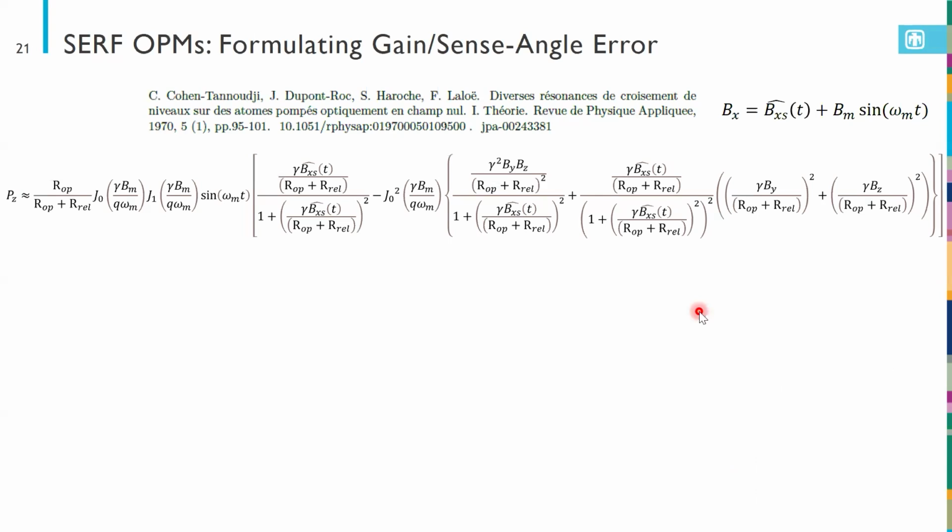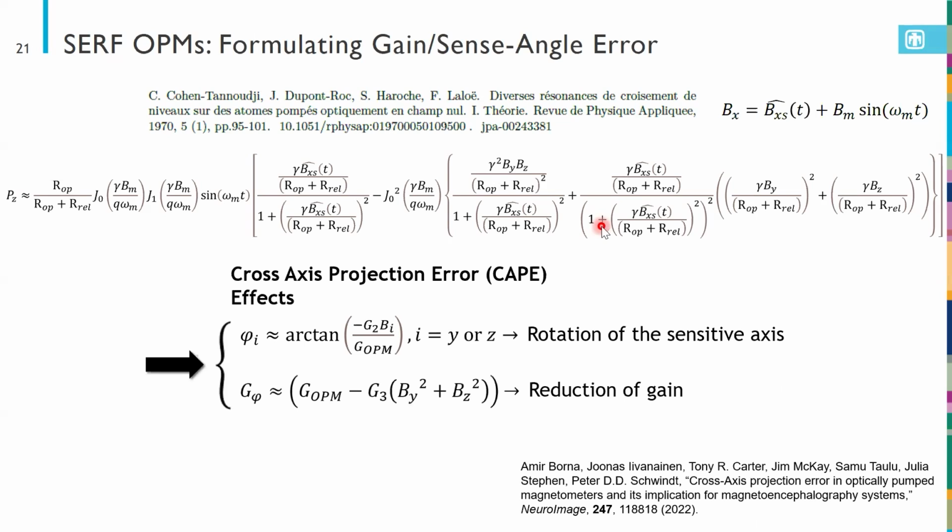Okay, so I wanted to go back to SERF OPMs a little bit, and talk about one of the systematic errors. I have a horrible looking equation here in front of you, but I'll just highlight some aspects of it. What I want to point out to you is one of the main systematics, and again, why you want to keep things near zero field, is something that we call the cross-axis projection error and the effects of that.